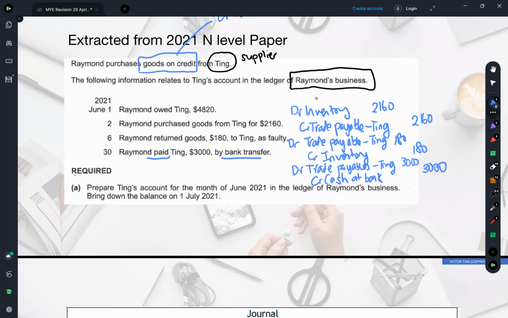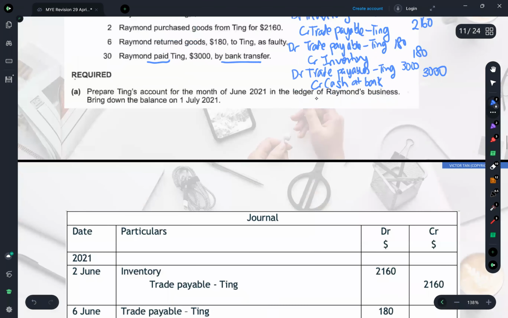So this is how you prepare the journal entry for the transaction where the business buys goods on credit. So that's why at the start of today's lesson, I mentioned there are 2 kinds of transaction, cash transaction and credit transaction. If you record it wrongly, then all your answers will be wrong. So it's very important to know whether it's a cash or credit transaction. So this is a journal entry. Then of course, the second part will be to prepare the ledger. So I'll just show you the answer on the next slide.